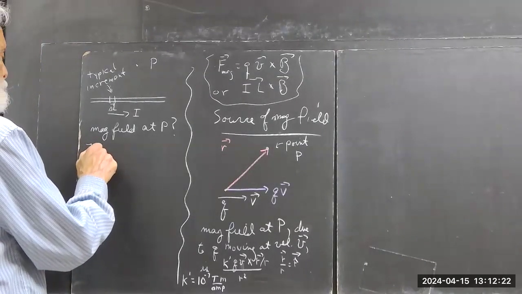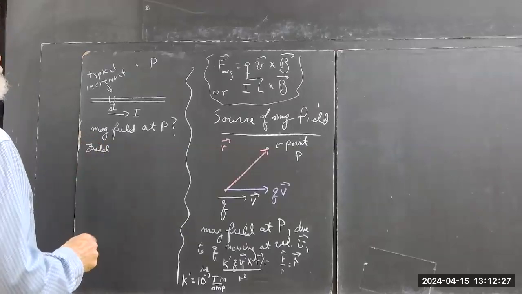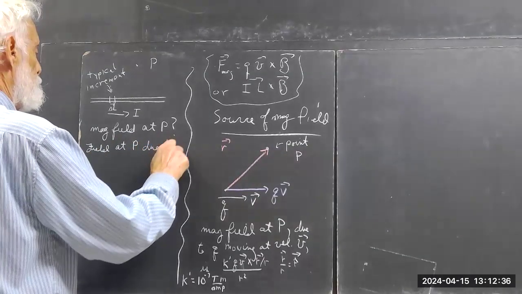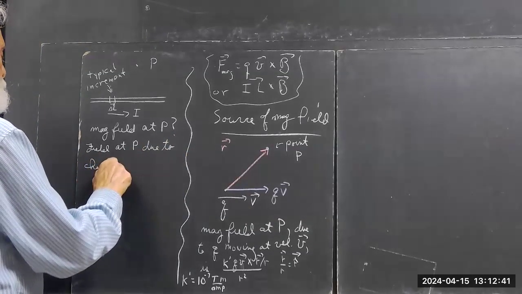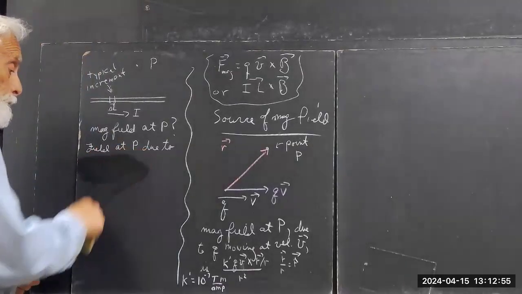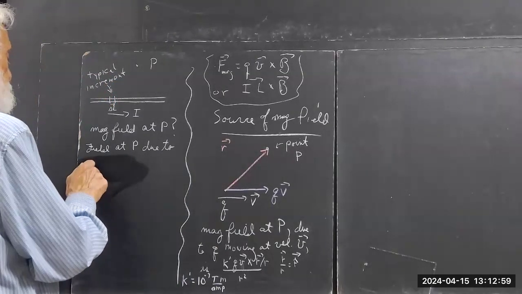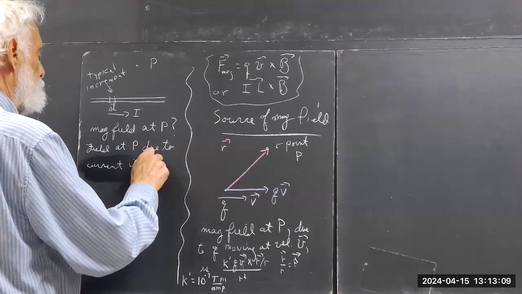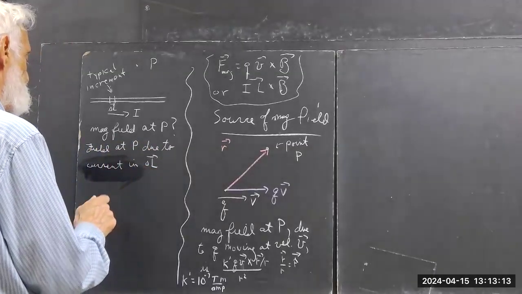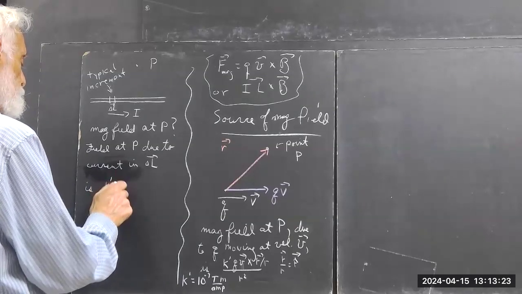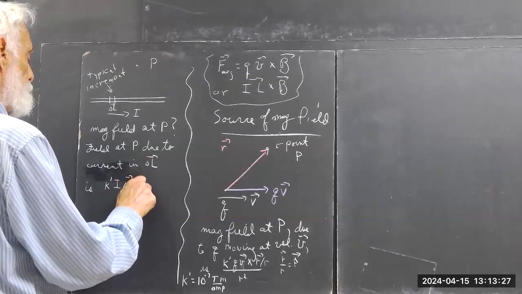Then the field at P due to the moving charges in the delta L increment. But I'll just say, since the moving charges give you current, the field at P due to the current in delta L is K prime I delta L.